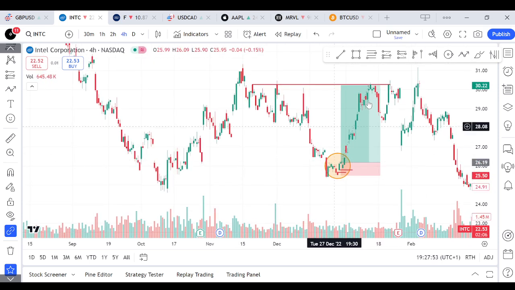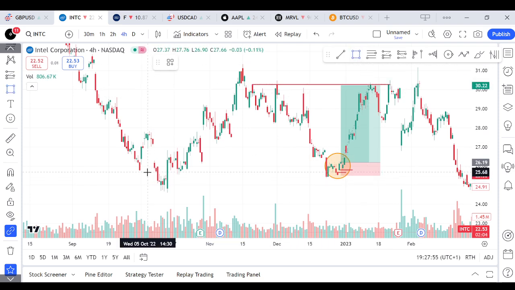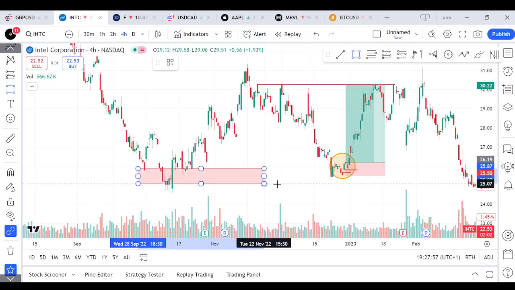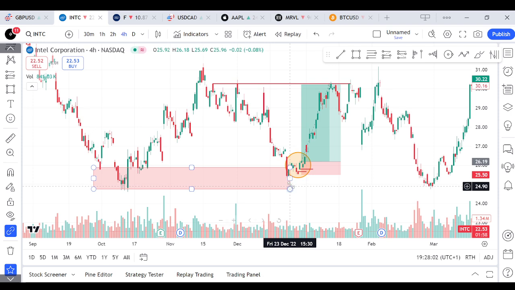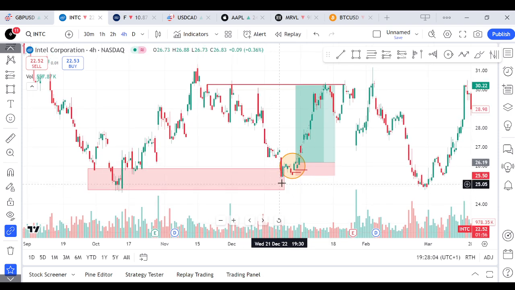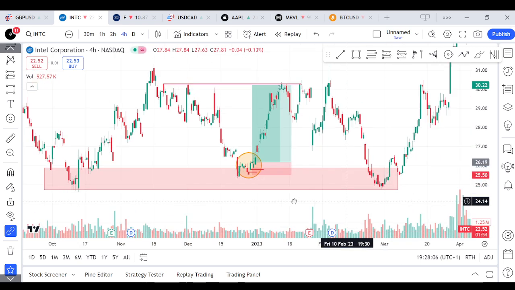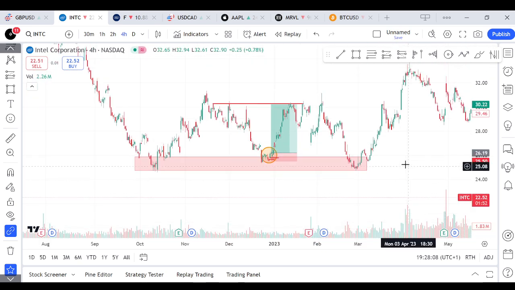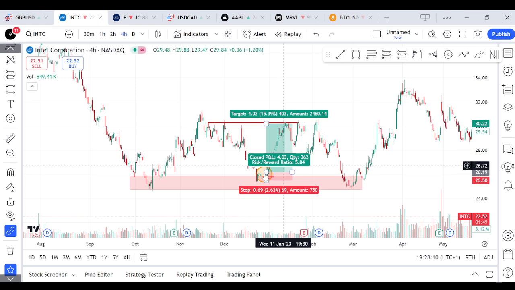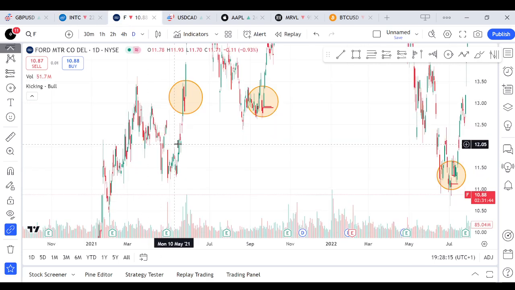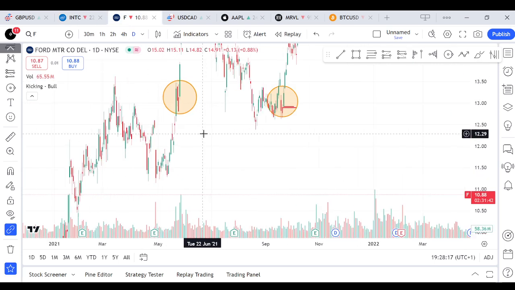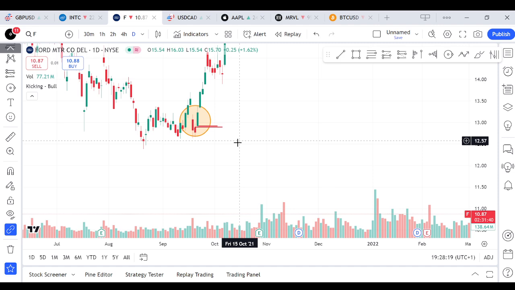You could also add some confluence to it. You can see this is a major support level, and it's expected price should come back to this zone and give us a push to the upside. So that's how we're able to catch this trade using the bullish kicker candlestick pattern. And let's look for another example so I can explain better.